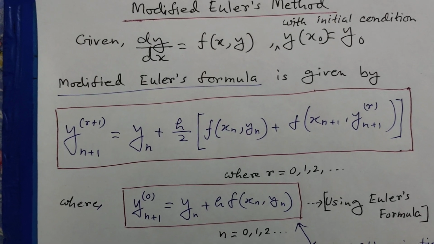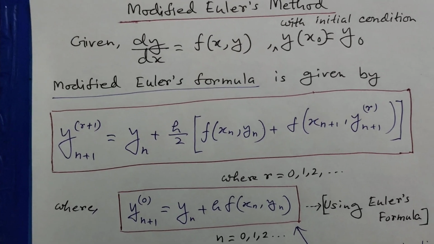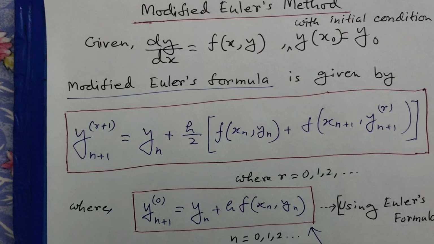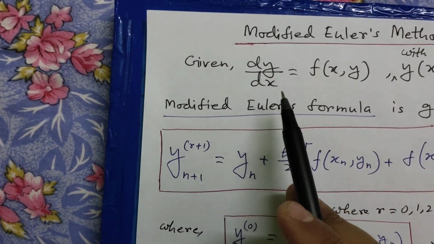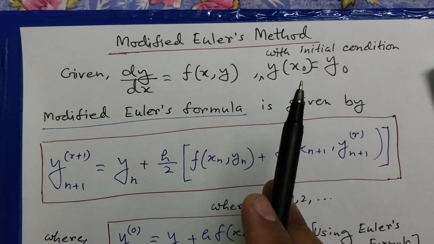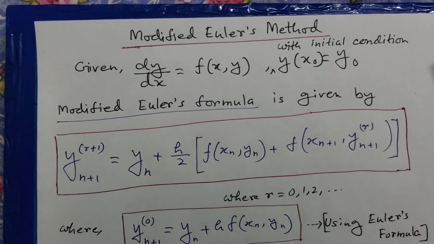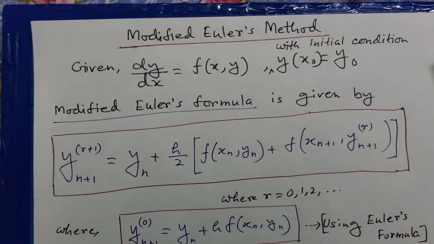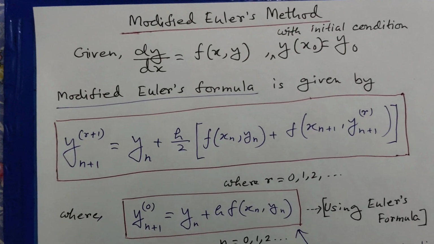Now for a given differential equation dy/dx equals f(x, y), with initial condition y(x0) = y0, we have to find the approximate solution using modified Euler's method. Okay, now what is the modified Euler method?